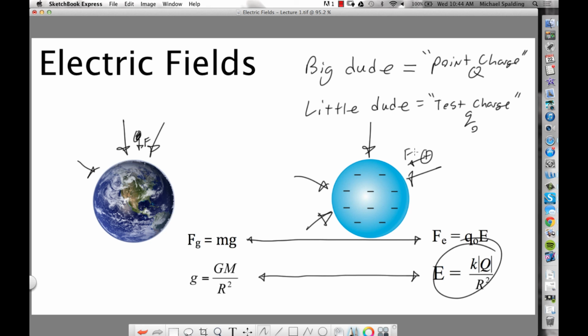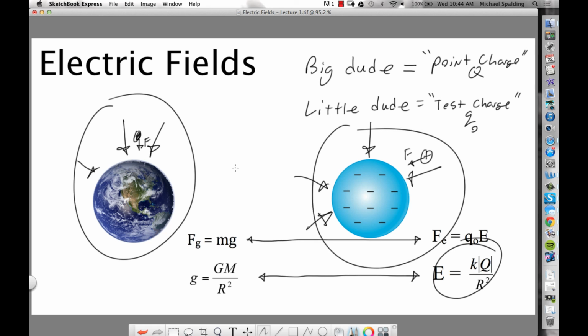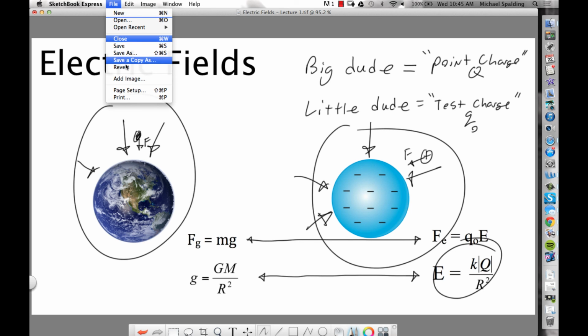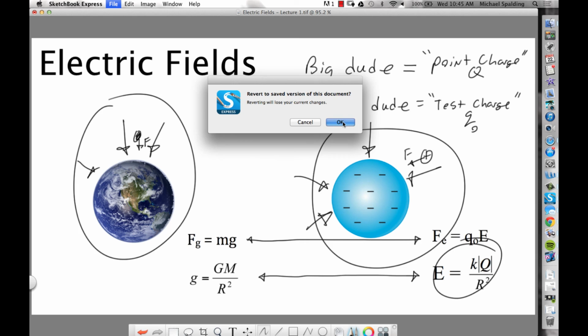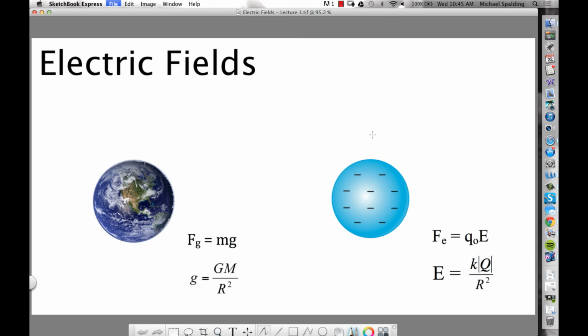But look, of the two, gravitational field or electric field, which one is slightly more complicated? The electric field, and I'm going to explain why. Ready? So here is why the electric field shall be feminine. A little more complicated. If you think about it, here's the problem.